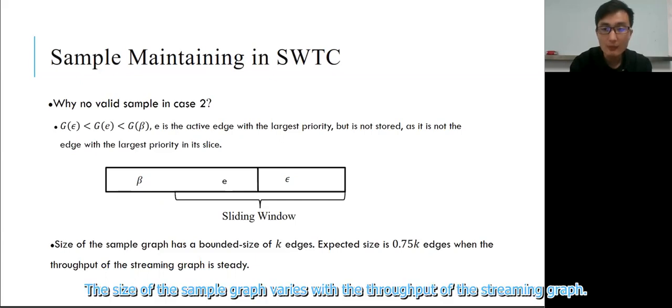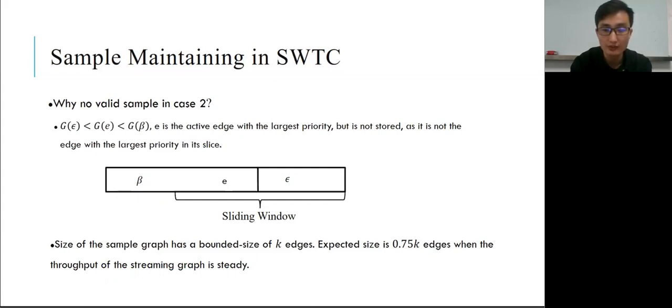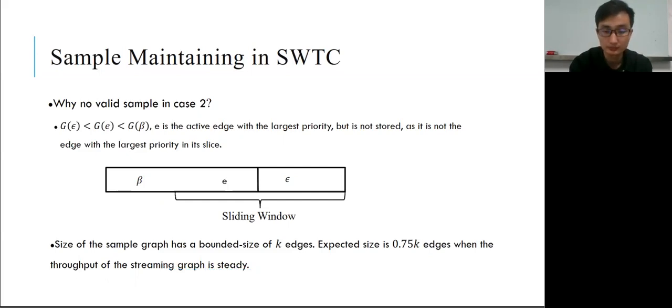The size of the sample graph varies with the throughput of the streaming graph, and it also waves in a circle as the length of the current slice changes. When the throughput of the streaming graph is steady, the average size of the sample graph is 0.75 k edges.